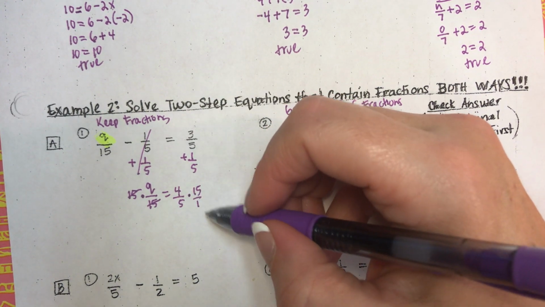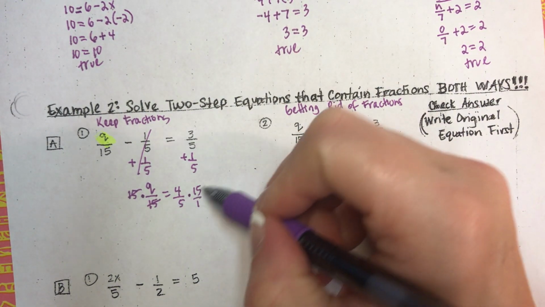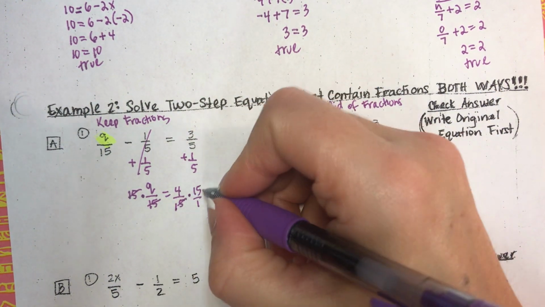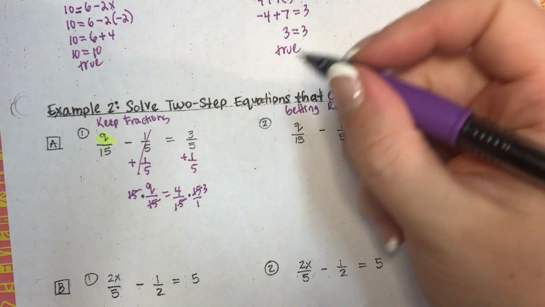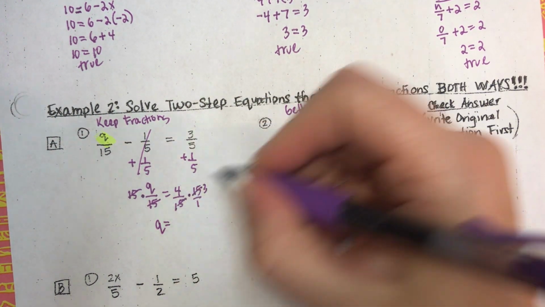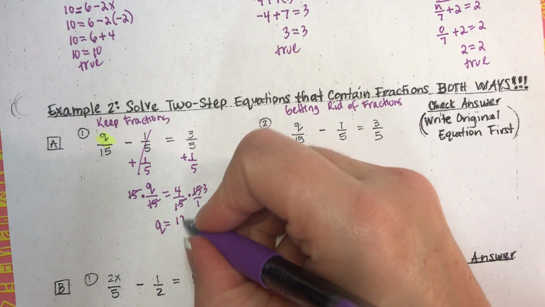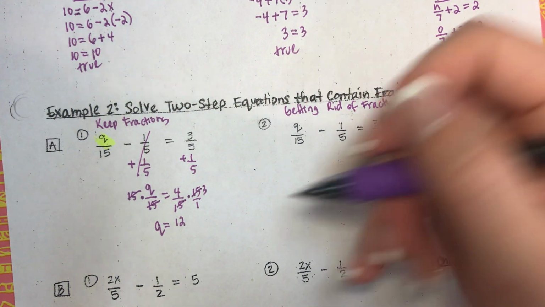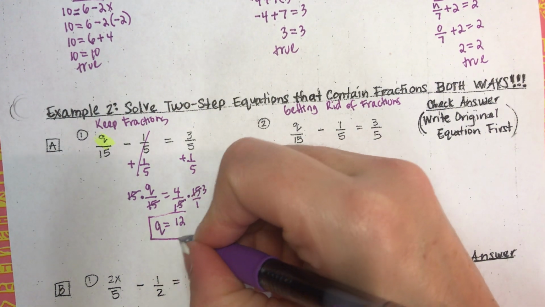There's nothing we can do with the 1 and the 4. So let's see, are there any common factors between the 5 and the 15? And yes, 5. 5 goes into 5 one time. 5 goes into 15 3 times. And then we just multiply across. So over here we have Q equals 4 times 3, which is 12, over 1 times 1, which is just 1. 12 over 1 is the same thing as just 12. So there's our answer. Q equals 12.